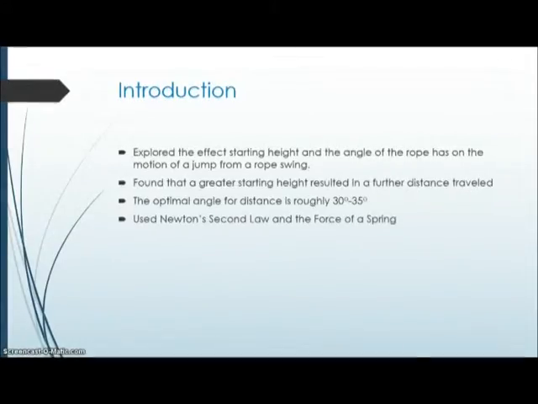In this lab I explored how starting height and the angle of a rope affect the motion of a jump from a rope swing. I also found that the higher you start, the further you're going to go. And I found the optimal angle for this distance is around 30 to 35 degrees. We modeled it using Newton's second law and the force of a spring, which we used to model how our rope pulled on the jumper.